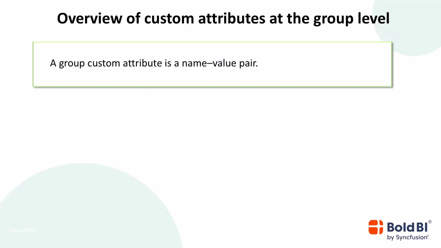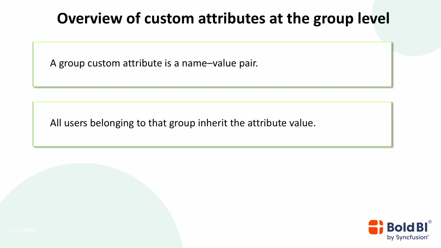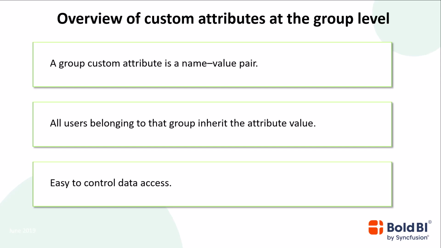A group custom attribute is a name-value pair assigned to a specific group. All users belonging to that group inherit the attribute value, which can be referenced in queries just like a dynamic parameter. This makes it easy to control data access at the group level without managing individual user settings.